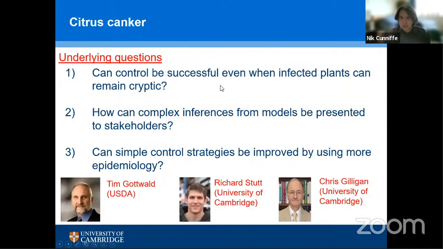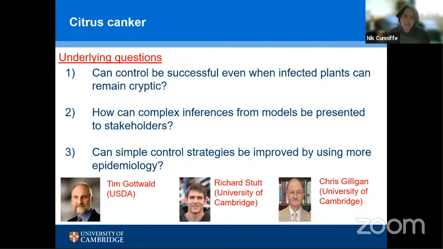And what cryptic means in plant disease epidemiology, at least, is able to infect without showing symptoms. So it's certainly the case, although the symptoms I showed you on the last slide were quite severe, and anyone who looked at that plant, that tree, would notice that there was something wrong. Often the symptoms can be much milder, and it can be difficult to unambiguously identify infected trees. Of course, this has parallels with the epidemic or the pandemic we're living through now.